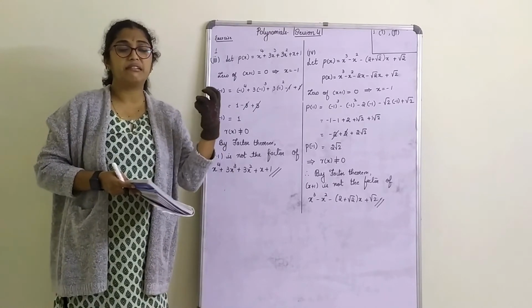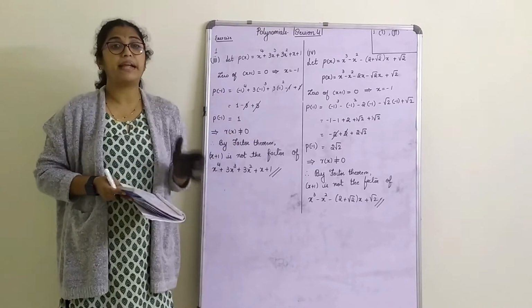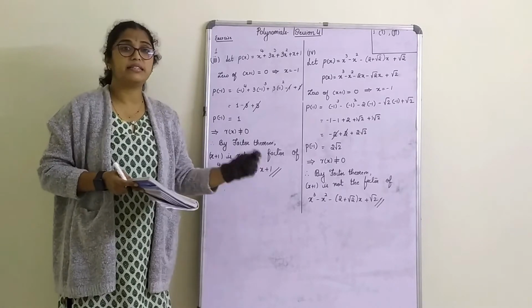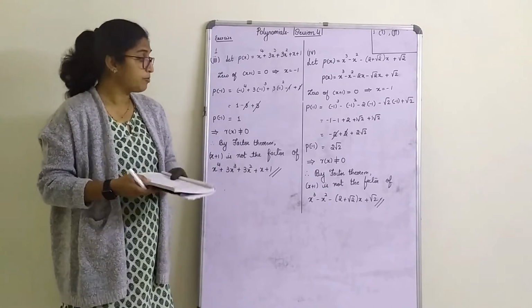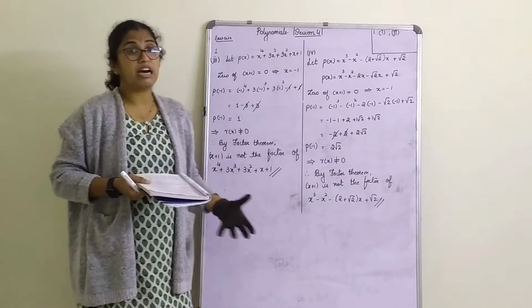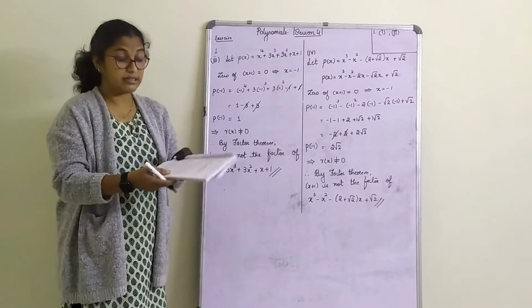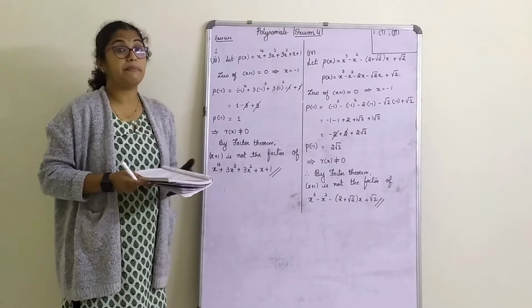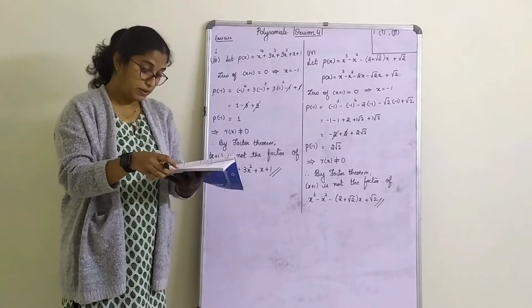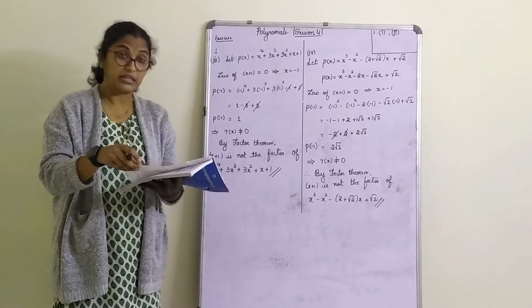Remember, if the given expression is a factor, the remainder should be 0. If the remainder is there, it is not a factor. Two sums what we solved, both are not factors. Check in the homework sum. You might get a particular sum where it is a factor because remainder would be 0 there. So please copy down this. We will start with the next one.